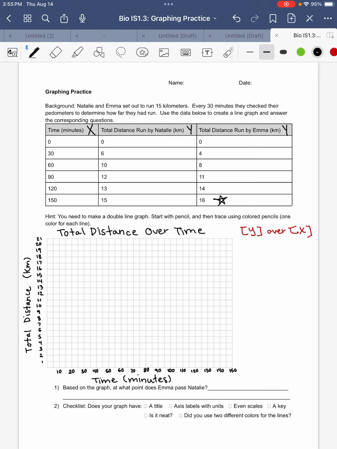So we have our title in the y over x format. We have our axis labels, including the units. So I have parentheses minutes, parentheses kilometers. Those are my units. And I have a nice even scale. I'm counting by tens on my x-axis. I'm counting by ones on my y-axis.